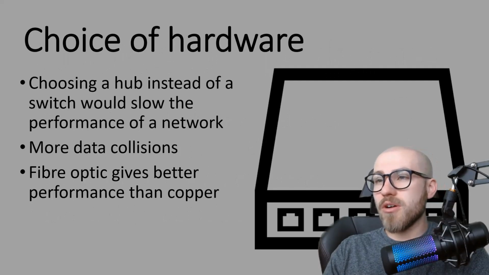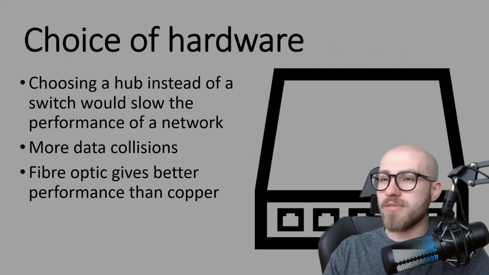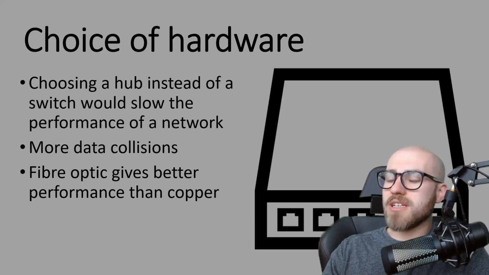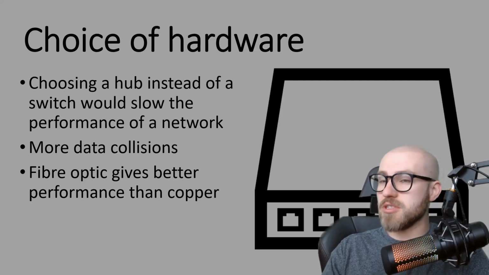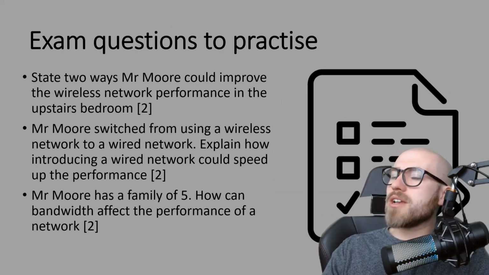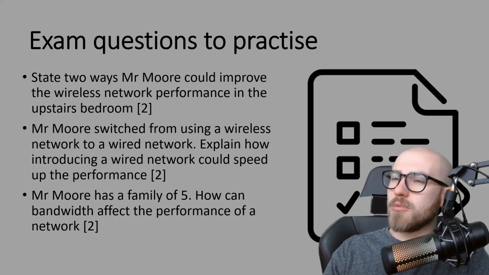And also, when you're actually buying the cabling for your network, if you can choose fiber optic cables, then that will have much better performance than a copper cable. But again, fiber optic cable is much more expensive, so it depends on how much budget you've got when you're setting up your network. Okay, just some questions to practice on what affects the performance of a network.